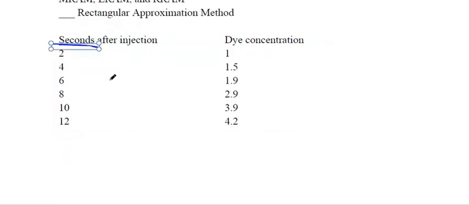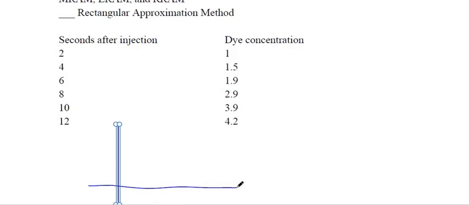Look, this is seconds. That's a time unit. And so time is usually on the x-axis. That's just our tradition. That's the independent variable. It's not influenced by something else.